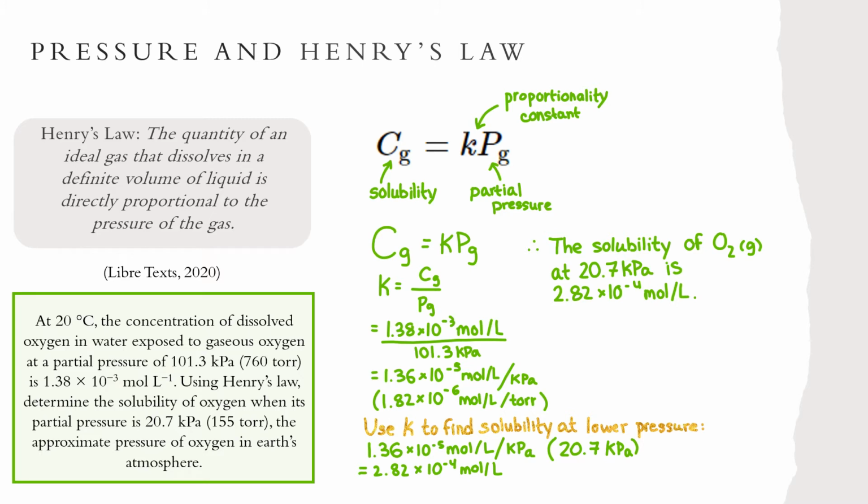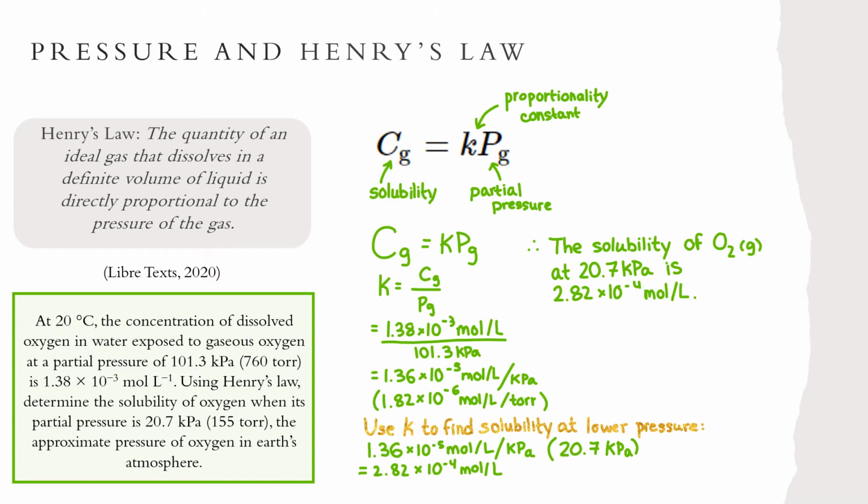Looking at the example down below, at 20 degrees Celsius, the concentration of dissolved oxygen in water exposed to gaseous oxygen at a partial pressure of 101.3 kilopascals, or 760 torr, is 1.38 times 10 to the negative 3 moles per liter. Using Henry's law, determine the solubility of oxygen when its partial pressure is 20.7 kilopascals, or 155 torr, which is the approximate pressure of oxygen in Earth's atmosphere.